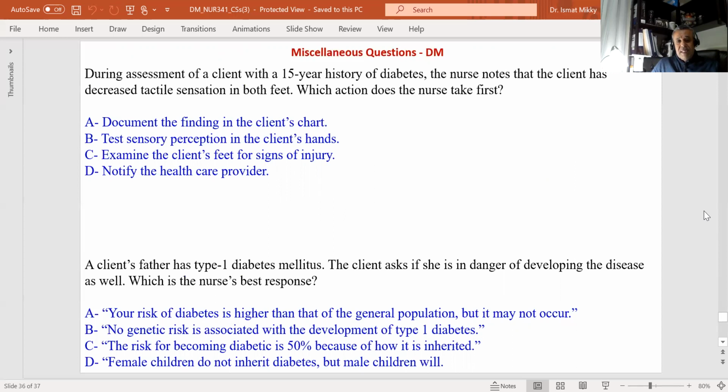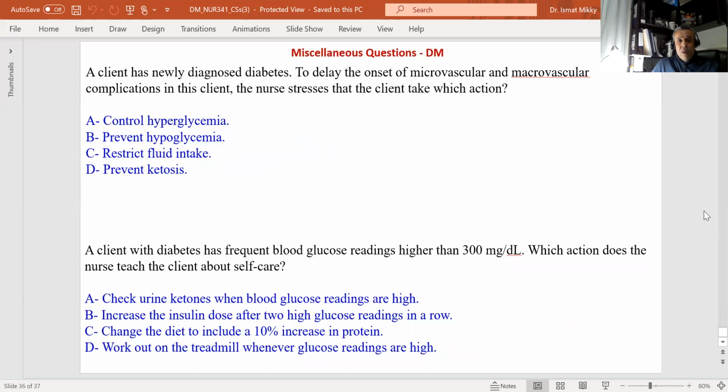Next question, the answer is C, examine the client's feet for signs of injury. Next one, the answer is A, your risk of diabetes is higher than that of the general population, but it may not occur. Next question, the answer is A, control hyperglycemia. That's the most important action.